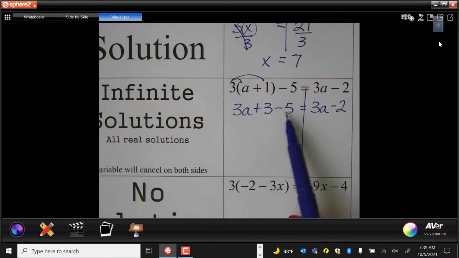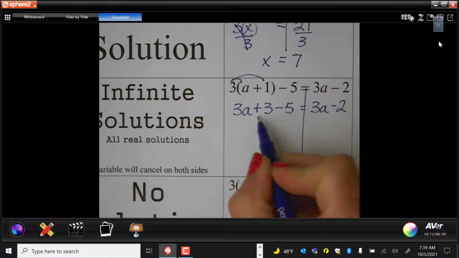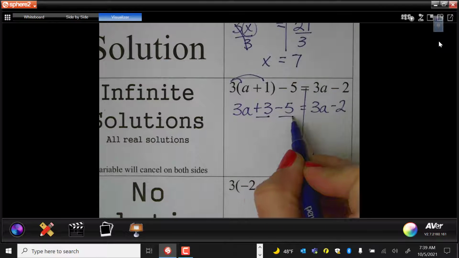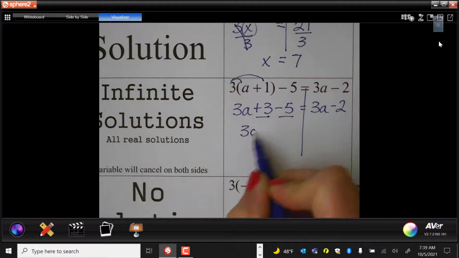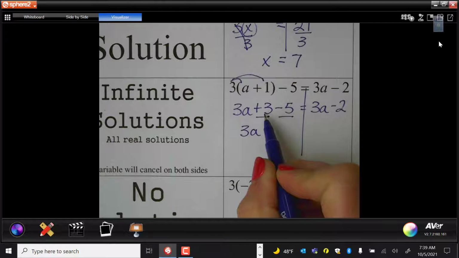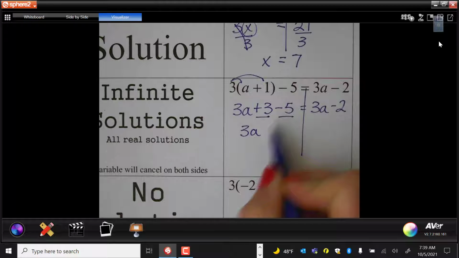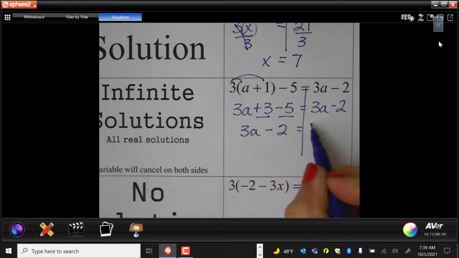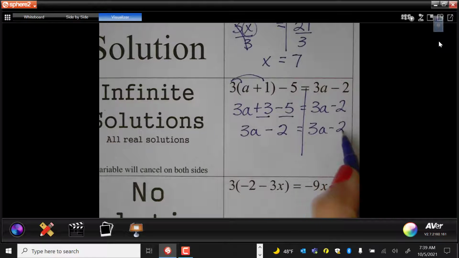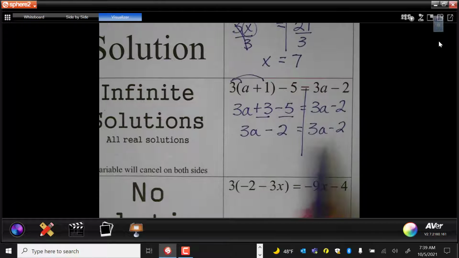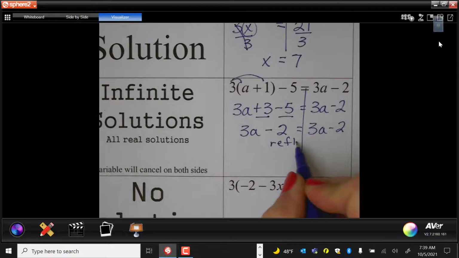Well, we have 2 constants here. We have a positive 3 and we have a negative 5. So I'm going to clean that up, get those together. Positive 3 minus 5, having more negative, gives me negative 2. Okay, so right away, I am noticing I have the same thing on both sides of the equation. And this is called reflexive.